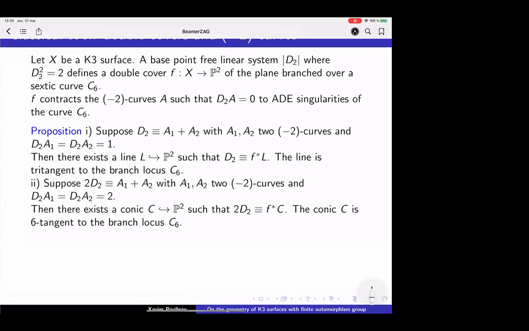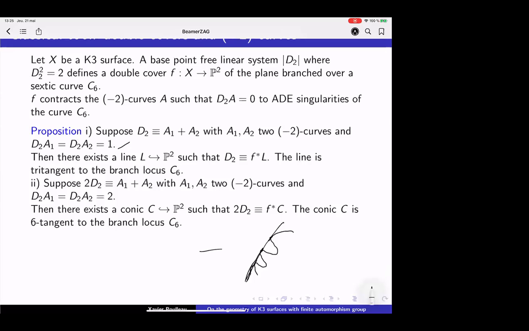If you suppose that your divisor is linearly equivalent to two -2 curves A1, A2, the conclusion is that there is a line such that your divisor D2 is linearly equivalent to the pullback of the line, and the line is tritangent to the branch locus. So we have the line, the branch locus, and we have that picture, sorry.